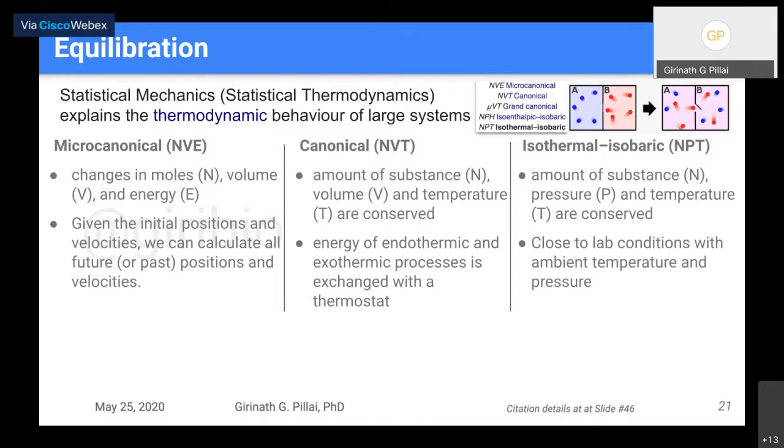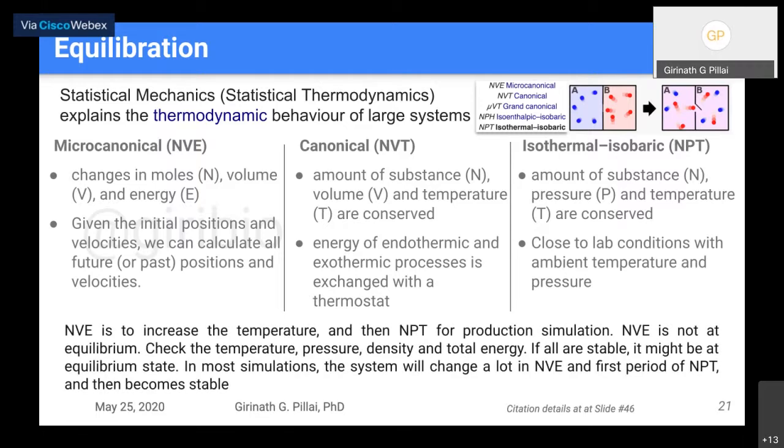NPT is very close to the production run and simulation. So most of the time, NPT itself is the simulation, but in certain conditions, we also extend the calculation. So NVE is to increase the temperature, and then NPT is for the production simulation. NVE is not at equilibrium. Microcanonical is not at equilibrium. It tries to check the temperature, pressure, density, and total energy. If everything is stable, it might be at an equilibrium state.